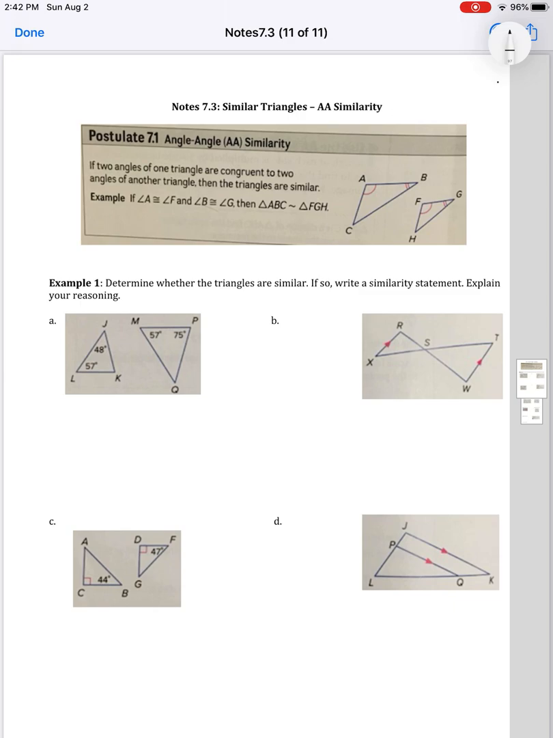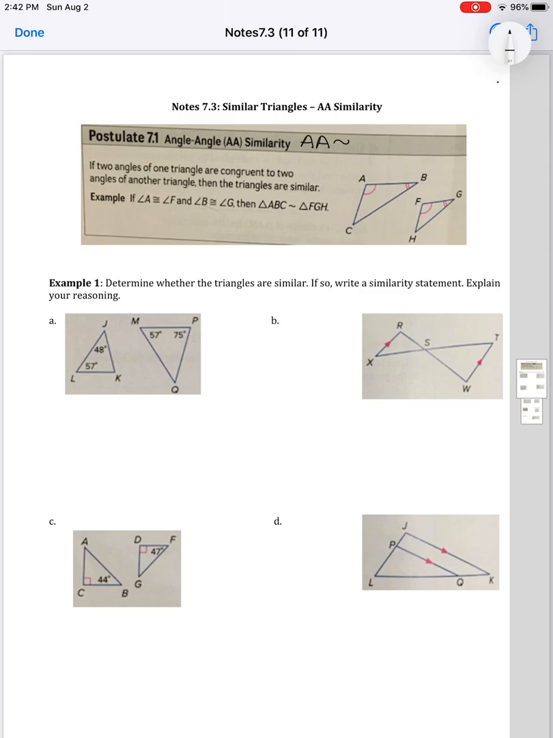All right, so where this is leading us now is into proving triangles are similar. We're going to go over a couple theorems or postulates that involve that. The first one is our angle-angle similarity. The way we write that is AA with the similar sign. It means if two angles of one triangle are congruent to two angles of another triangle, then the triangles are similar to each other.